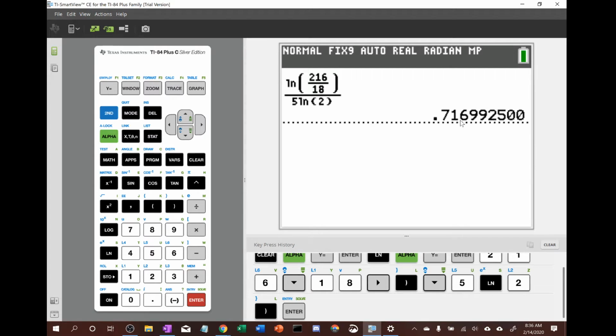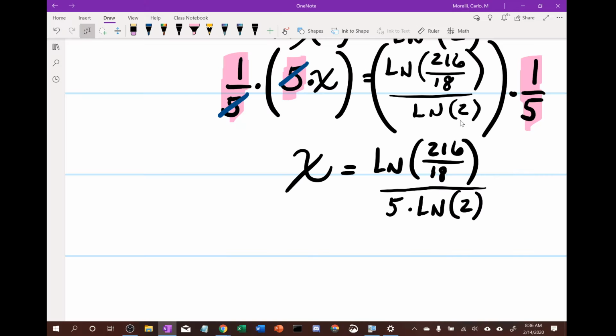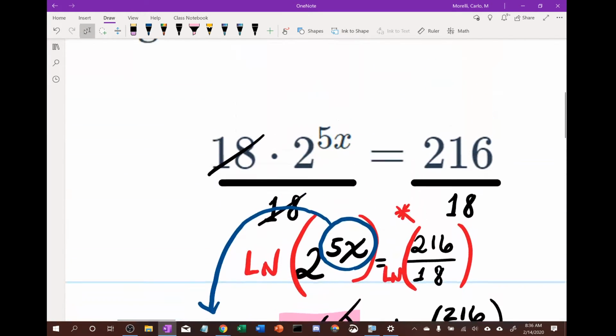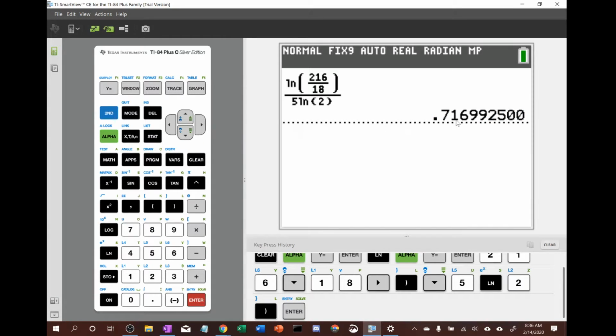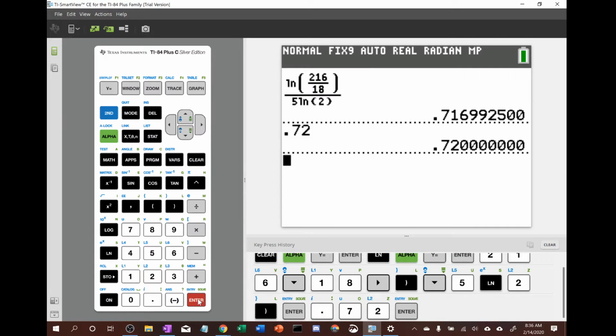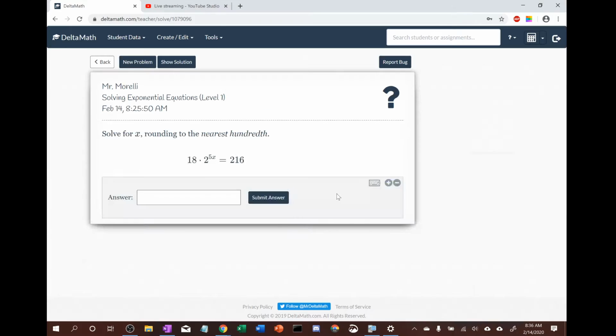Did everybody get this? Okay, now let's see what the problem told us. The problem told us to the nearest hundredth. So what would I type? 0.7. Do I round that one up or down? Up to 2. So I believe that what we should type in is 0.72 into Delta Math. So let's type in 0.72.